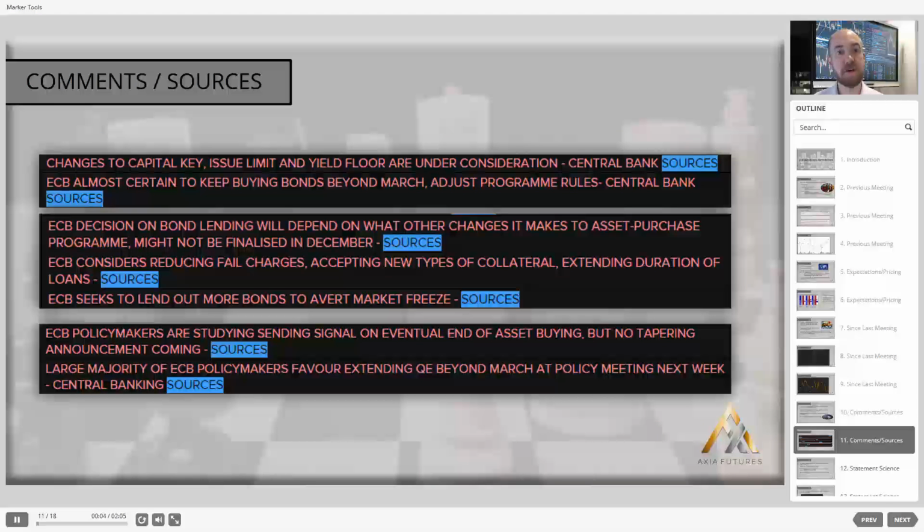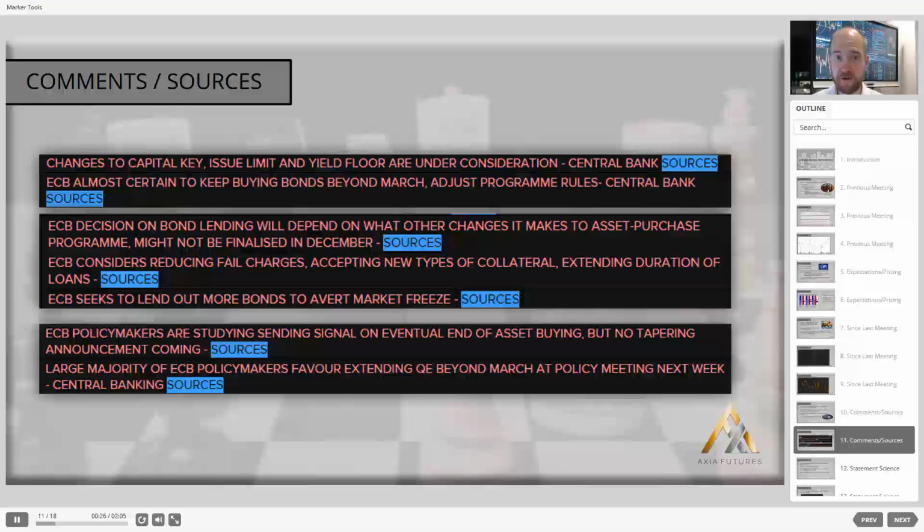Okay, so here we go with sources. This is what we got from various ECB sources prior to that December meeting. To start with, a large majority of policymakers are thinking to extend QE beyond March. So that's where some of the economic expectations have come from.